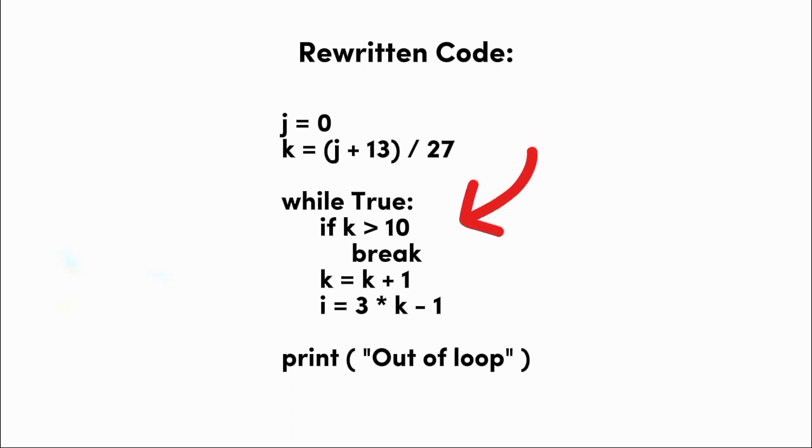Repeat steps 3 and 4 until the condition k greater than 10 is met. And print out of loop once the loop is exited. This Python code uses a while loop to repeatedly execute the block of code within it until the condition k greater than 10 is met, simulating the behavior of the provided pseudocode.